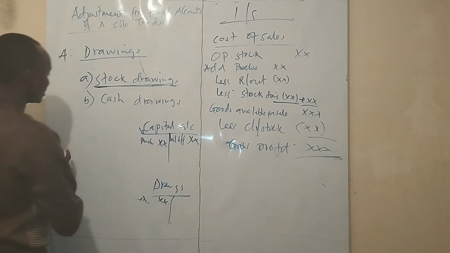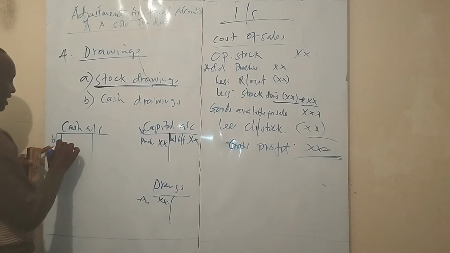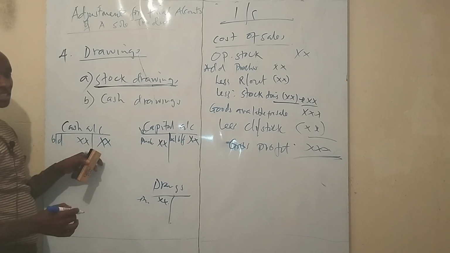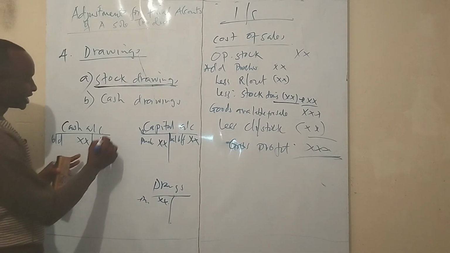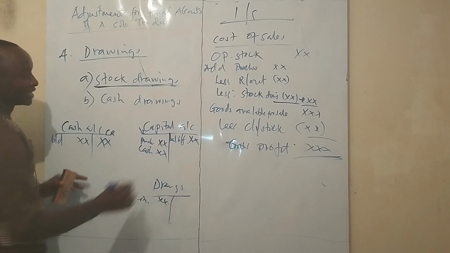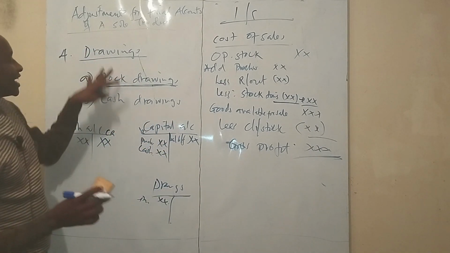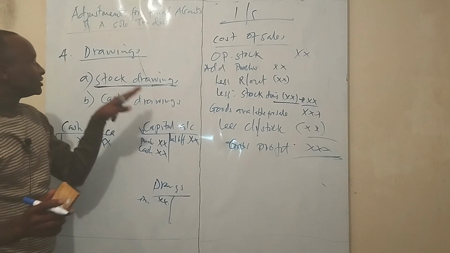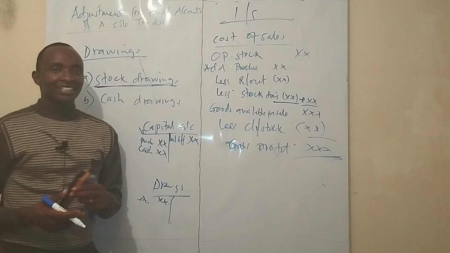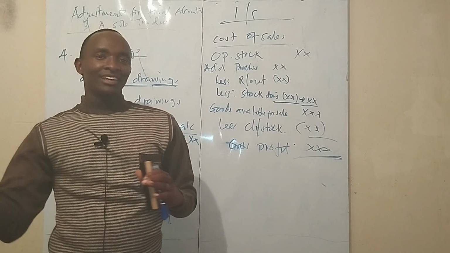The same case applies to cash. Let's look at the cash account. The cash account has got a balance brought down on the debit side. When you draw cash, you are going to draw on the credit side to reduce this balance. And then to complete the double entry, this credit, you bring it to this other side of the capital account, the debit side. So that is how to treat the stock drawings and the cash drawings. In short, that is how to adjust for the final accounts of the sole trader as far as drawings is concerned.